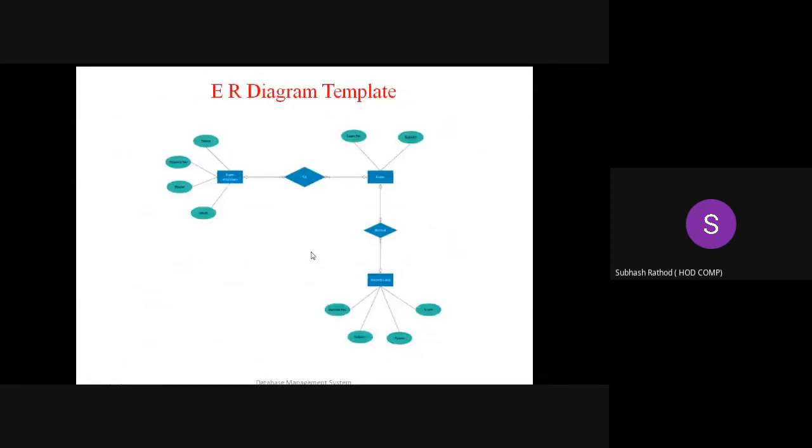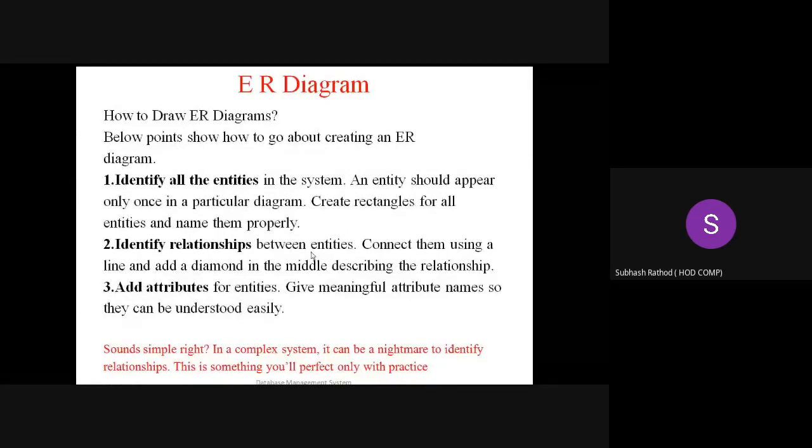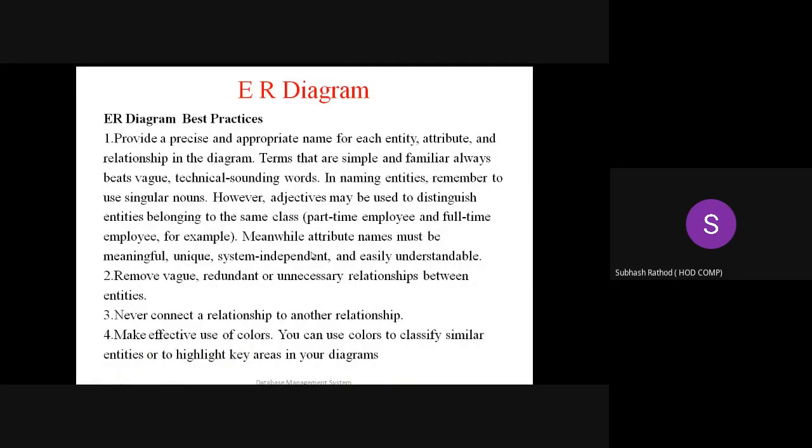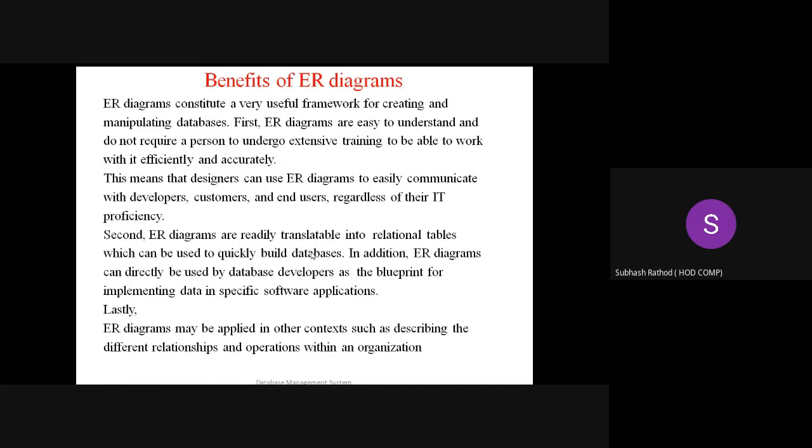A question may arise: what are the steps to be followed while drawing the ER diagram? You have to specify the steps in detail. You have to explain what the best practices are to be followed while drawing the ER diagram. So these are 3-4 questions that may come on this topic.